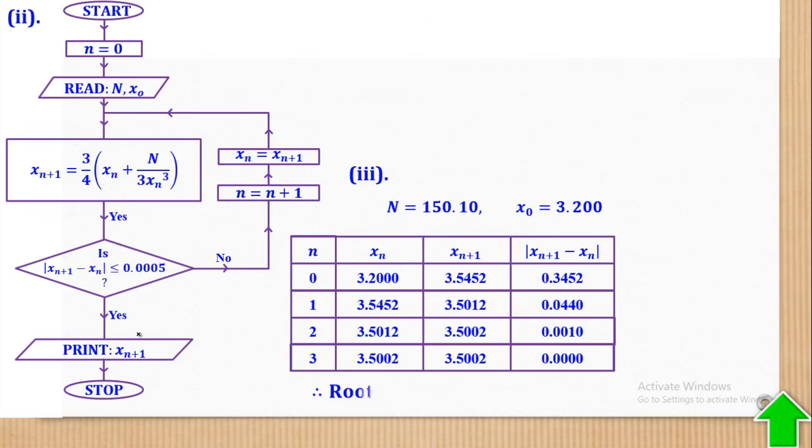Therefore, you'll say that the root is 3.500 because they wanted the answer to 3 decimal places. So you have to round off this value to 3 decimal places, which gives you that.